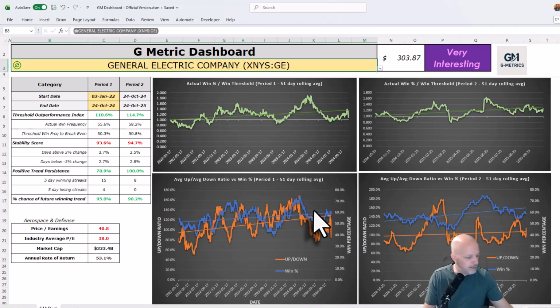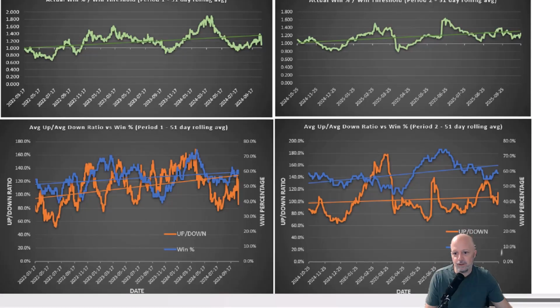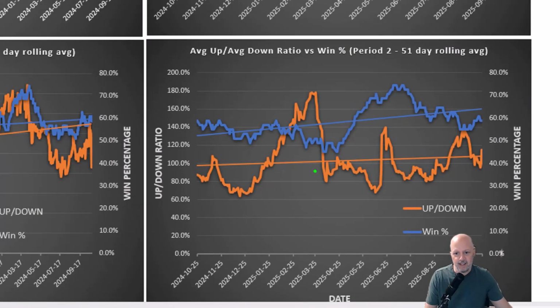I'm going to escape, and I'm going to zoom in to this other one over here. And this is just the same data over our second period. We can see the slope is getting a little bit less, so we want to look closer at what's going on with the up over downs, and the winning percentage continues to go up. It's pretty high up here now. It's up around 60%.